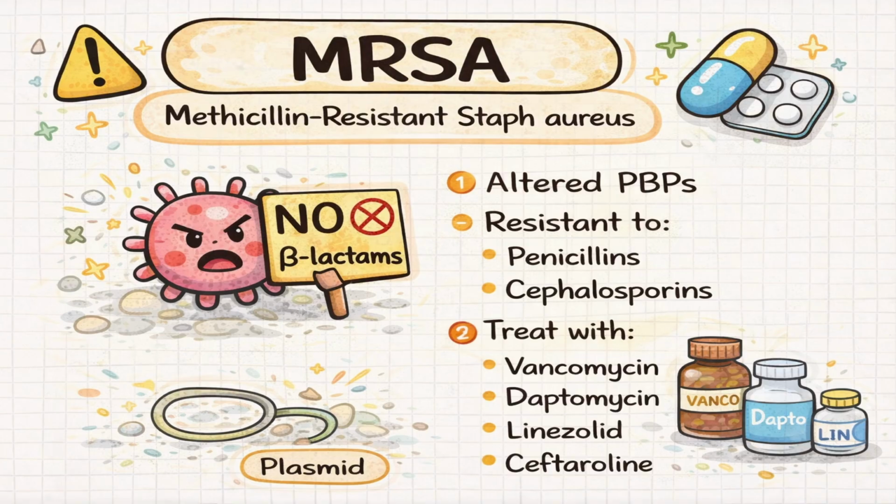Now let's talk about the big guy, MRSA. It stands for methicillin-resistant Staphylococcus aureus. MRSA does not rely on beta-lactamase for resistance. Instead, it develops resistance through altered PBPs, which prevent beta-lactam antibiotics from binding. MRSA is resistant to penicillins and cephalosporins. Treatment options include vancomycin, daptomycin, linezolid, and ceftaroline, which is the only beta-lactam effective against MRSA.